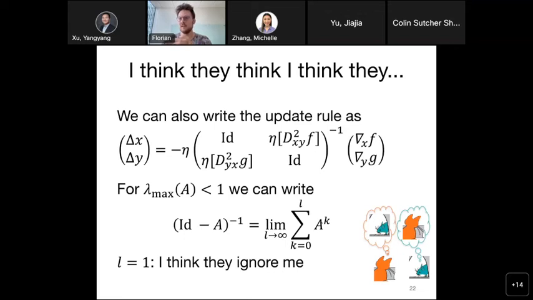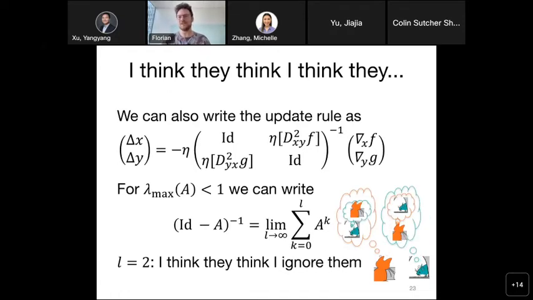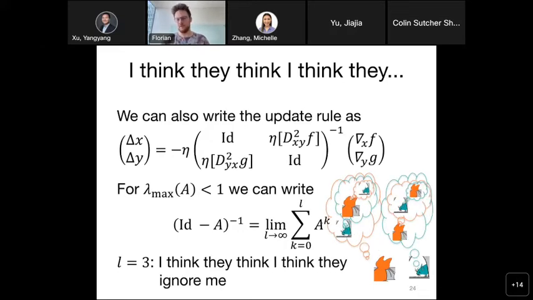If we use the second partial sum, that means we play the optimal counter strategy to gradient descent, so we think the other agent is ignoring us. And if we use the third partial sum, then we think the other agent thinks that we are ignoring them, and so on and so forth. So each partial sum of the Neumann series corresponds to an additional layer of reflection of what the other agent thinks that we do, that they do, and so on.